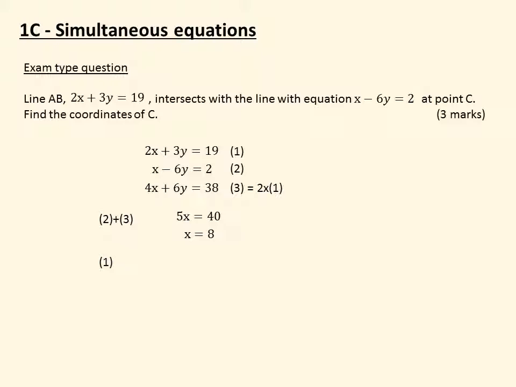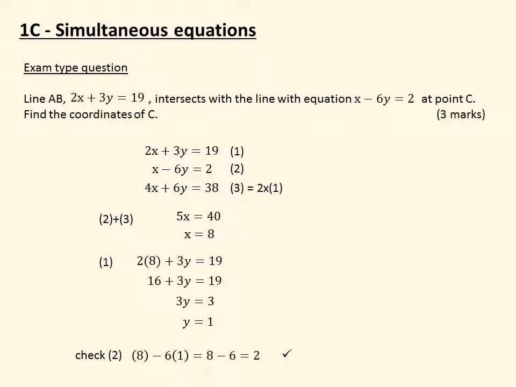We now put this into equation 1, rearrange, and this tells us y is 1. Again, we can check this using the equation we haven't used. Equation 2, we get the value 2, which is the correct value, and so we know the point of intersection is 8, 1.